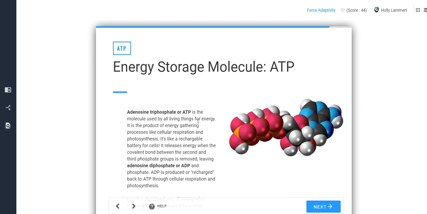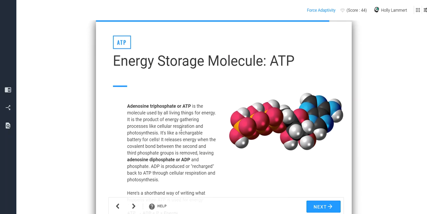All right, so here's the money-making molecule, energy storage molecule called ATP, or adenosine triphosphate. It's a molecule used by all living things for energy. It is the product of energy-gathering processes like cellular respiration and photosynthesis. It's like a rechargeable battery for cells.